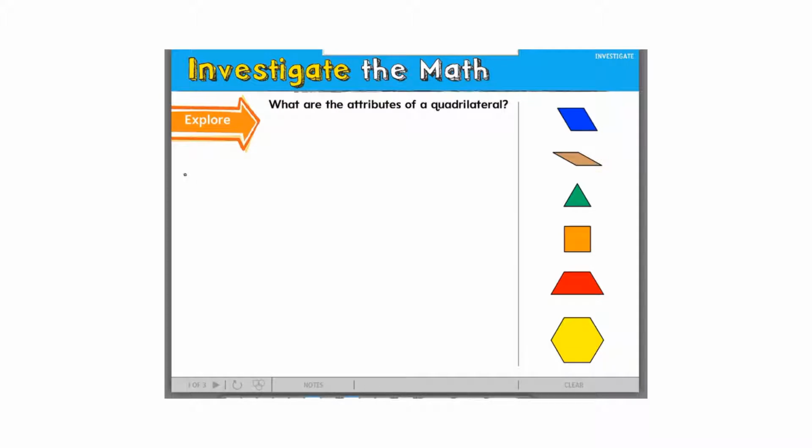All right, here's another one. The third shape is called a rhombus. Just write it. Rhombus. Here are the attributes of a rhombus. Now you need to write this down because this is how we're going to be able to tell what all the other shapes are called, okay?